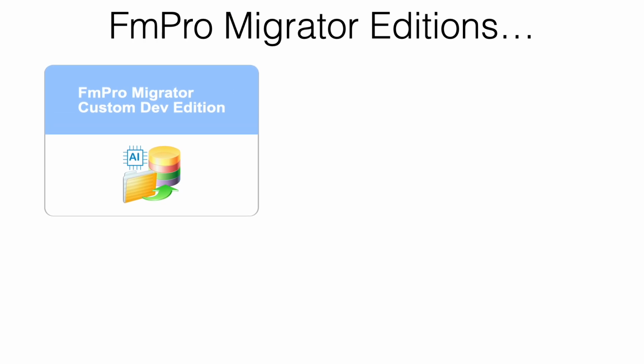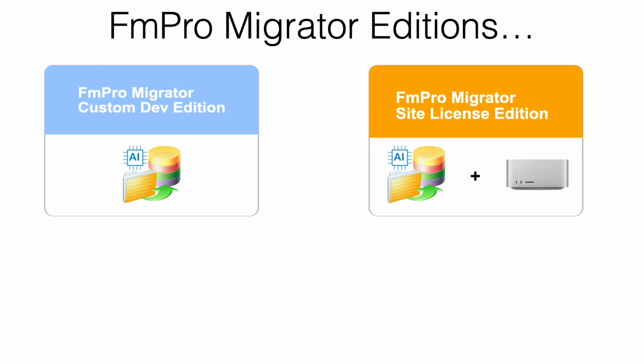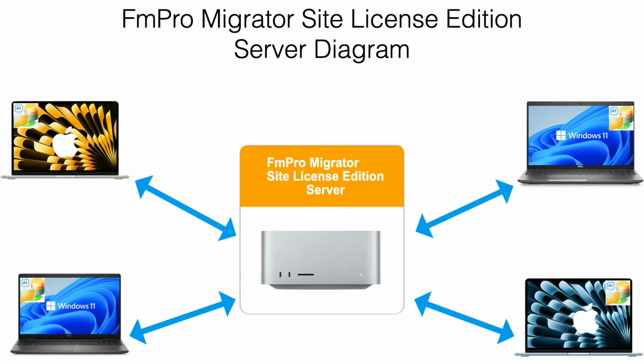There are two editions of FmPro Migrator capable of running LLMs locally via Ollama. The custom dev edition is a single developer license. The site license edition is for all developers at a site. The site license edition is available with high-performance server hardware optimized for running models locally. With the FmPro Migrator site license edition, the FmPro Migrator software runs on each client machine, sending requests to the server and retrieving the converted code. This configuration ensures that the high-performance CPU and GPU hardware is available to the entire team.